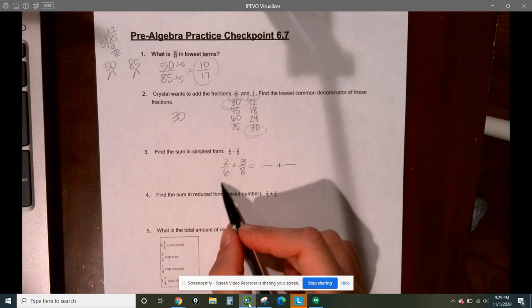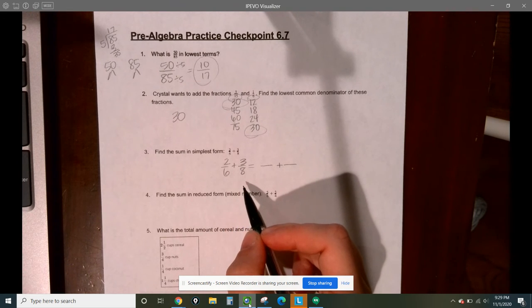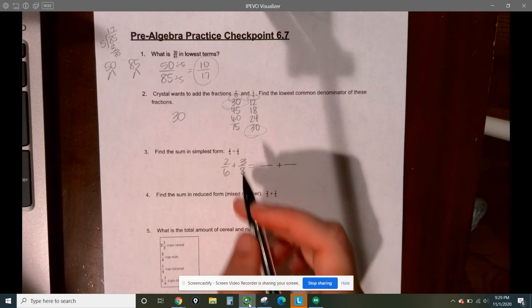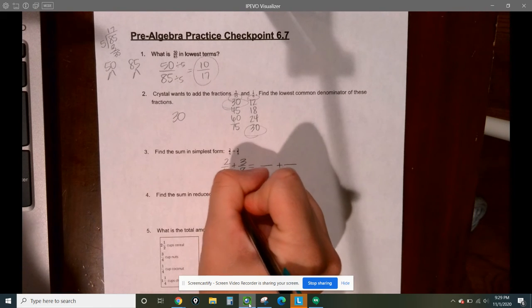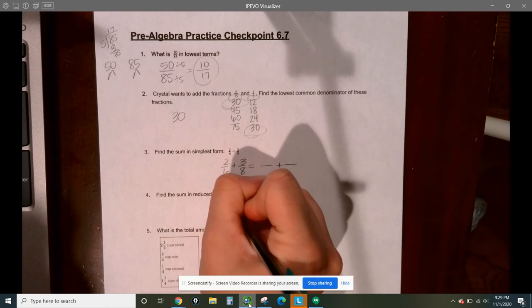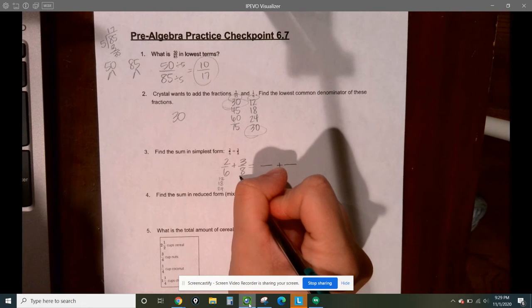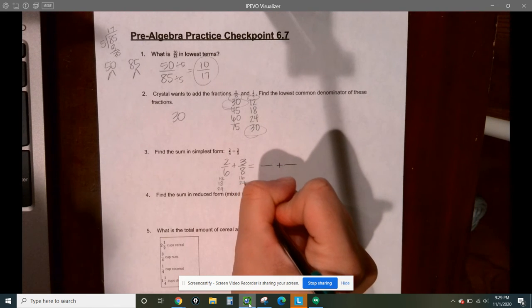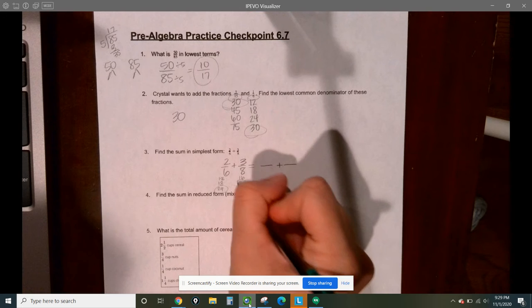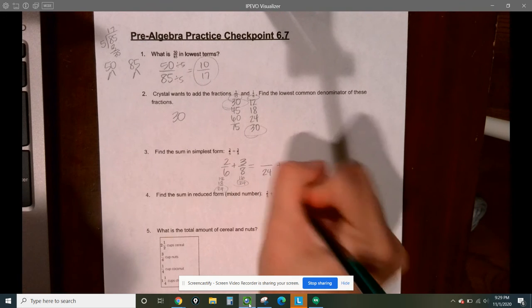You can go ahead and make your lists of the multiples for these. So 6, then 12, then 18, then 24. For 8, I have 8, then 16, then 24. So I can tell right there that 24 is going to be my least common denominator.